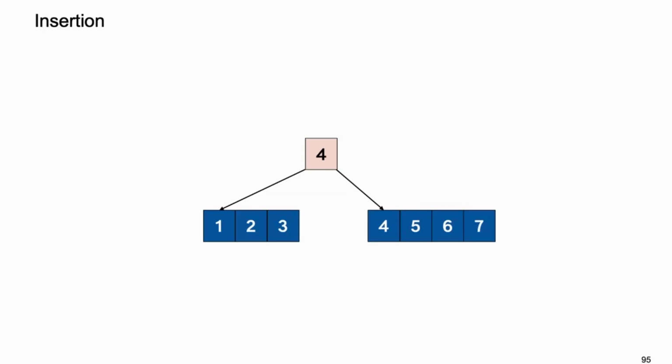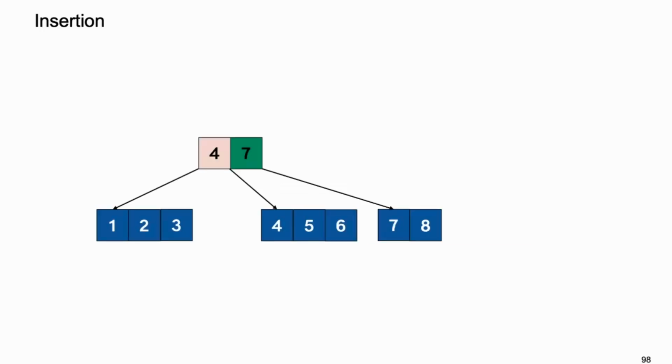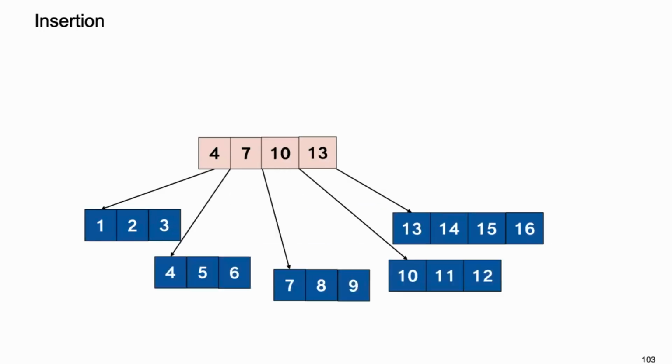Then 6, 7, 8. Again, I have too many here. I need to split it. So let's split it here. Now you have 4 and 7 at the root. I continue to add like 9, 10. Oh no, I again break that rule. I split it, no problem, and so on.